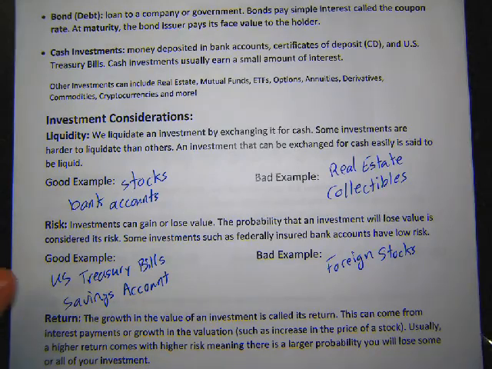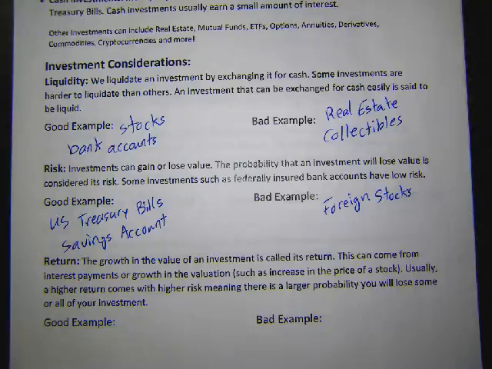But yeah, risk. Stocks are pretty risky. We're kind of worried about stocks. Bonds are usually on the safer side. They don't usually lose their value as easily as stocks, so they're usually a bit safer. Next one is return. This is the last one.